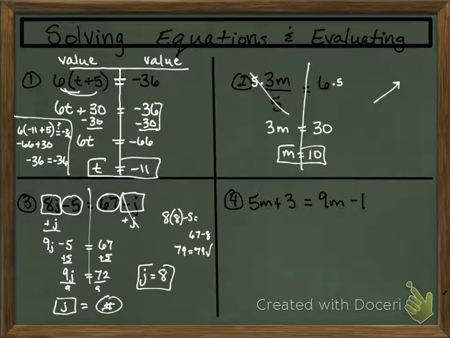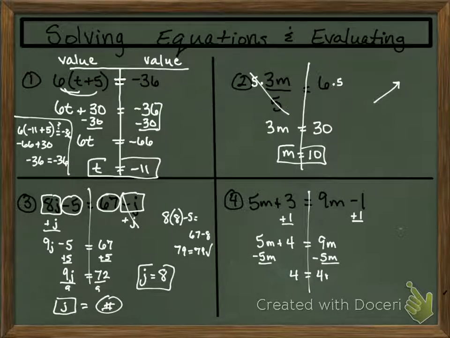Okay, looking at number 4. Kind of the same idea here. What I'm going to do is add 1 to this side, add 1 to this side. I've got 5m plus 4 is equal to 9m, and then I'm going to subtract 5m from both sides. Subtract 5m, and we get that 4 is equal to 4m. When you divide by 4, you get that m is equal to 1. So in this example, 1 is the only thing that makes this equation true.